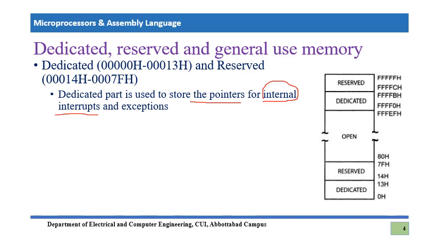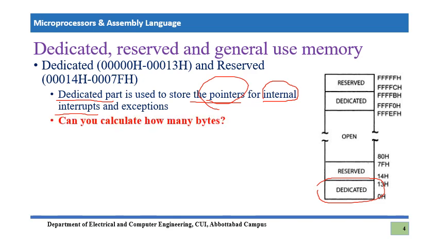But there must be some place where these internal interrupts are stored, and some place where the addresses of those locations will be stored. Those are the pointers for internal interrupts, and these are stored in the dedicated part of my memory. And look, we have two different dedicated parts, one above as well, but now we are talking about this dedicated part. So can you calculate how many bytes can be stored here?